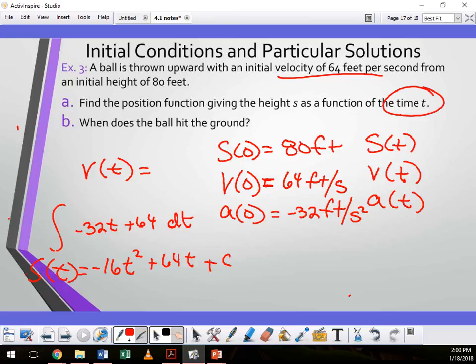I'm sorry. I thought the 0 was a power. It's alright, so that's 0. I have 0, 0, and then it's going to come up to be 80. So 80 is equal to my c value for this. So my position function, find the position function: s of t is going to be equal to negative 16 t squared plus 64 t plus 80.